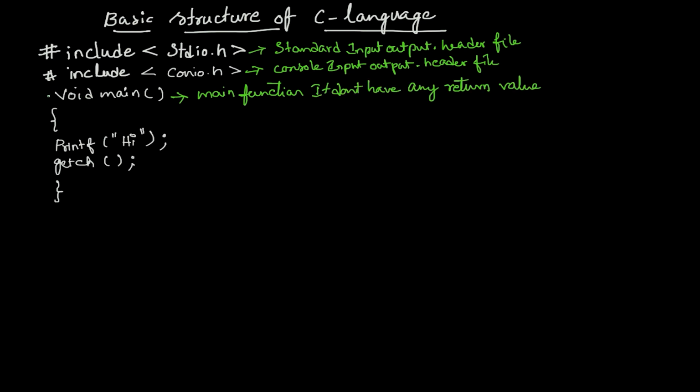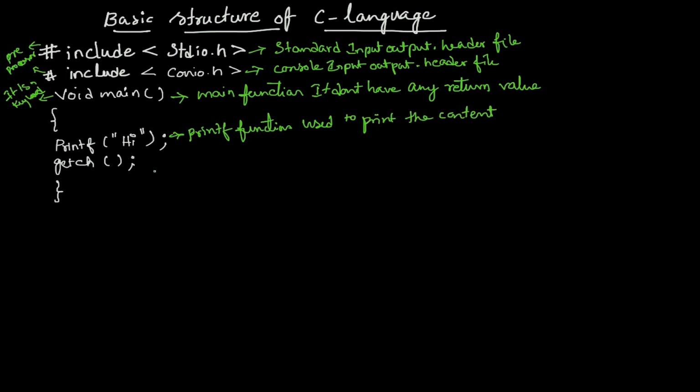Flower bracket open. Printf. Within double quotes, we need to write hi, close double quotes, parenthesis close. The printf function is used to print the content. getch means get character function. Then we will get the output hi. Void main is a keyword. Void is a keyword. Hash means preprocessor.